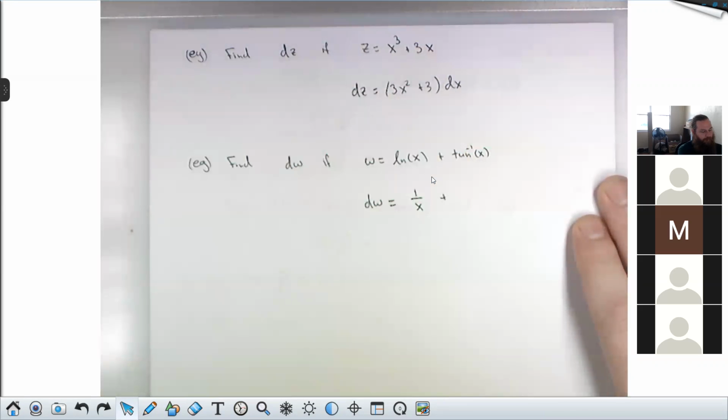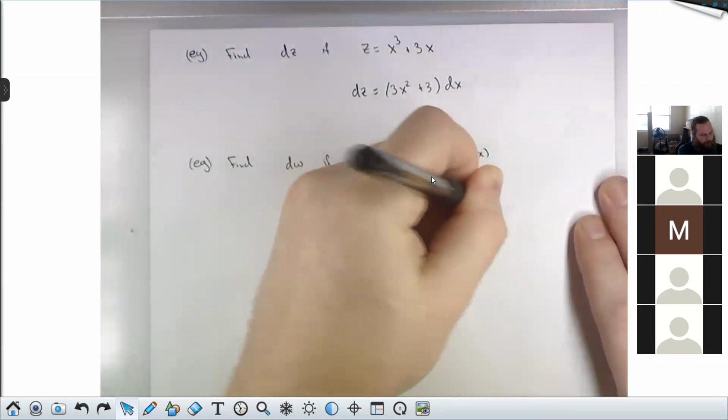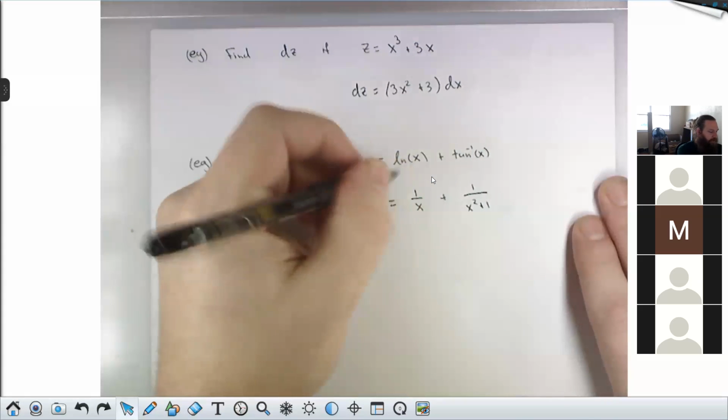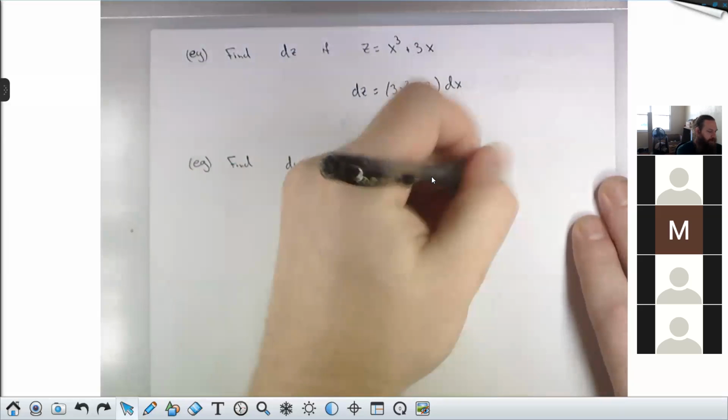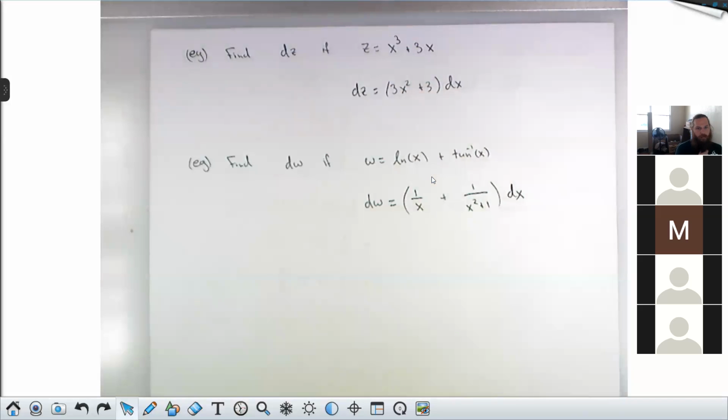1 over x squared plus 1. Very good. Yeah, this is something we learned last week, right? When we talked about implicit differentiation. So dw is all of this times dx. And again, this is all I need you guys to pick up from the section on differentials, how to go from here to here, how to go from here to here.